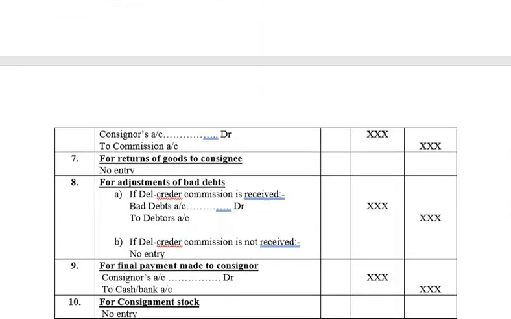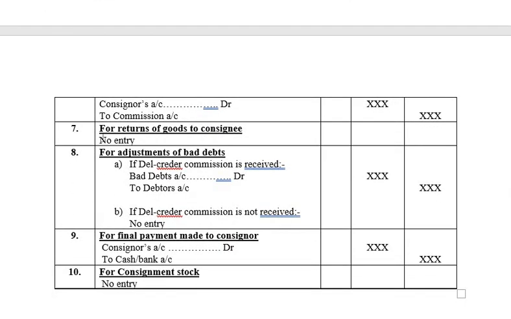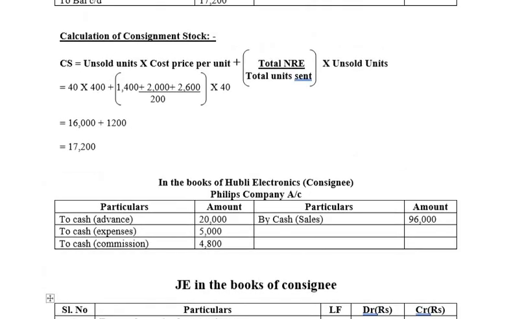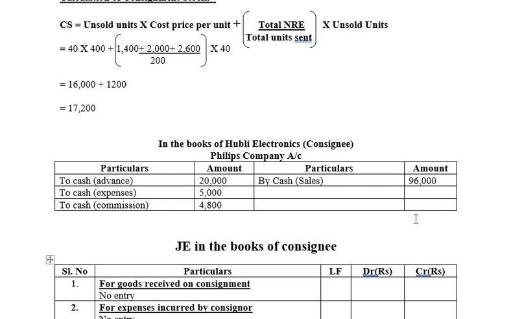Next, what is the next journal entry? For return of goods, there is no return of goods in this question. For adjustment of bad debts, there are no bad debts given. For final payment made by consignor, we will look at this in some time. For consignment stock account, there is no entry. Okay, so only this part is remaining, rest all transactions have been taken. So let's total this account.